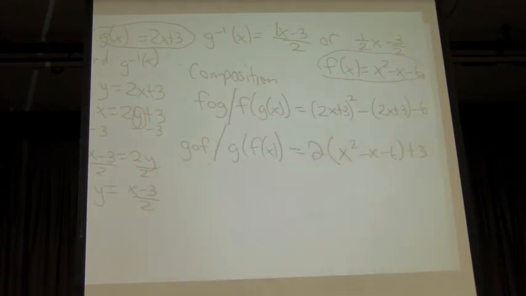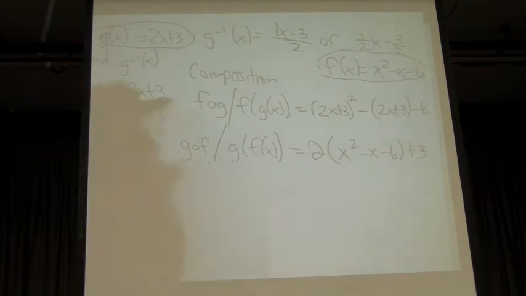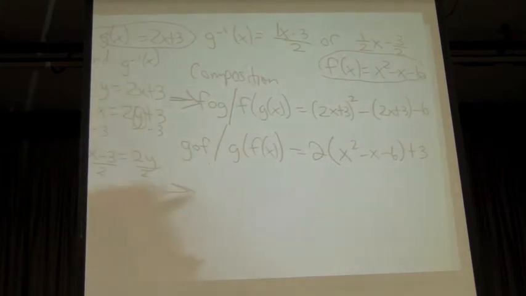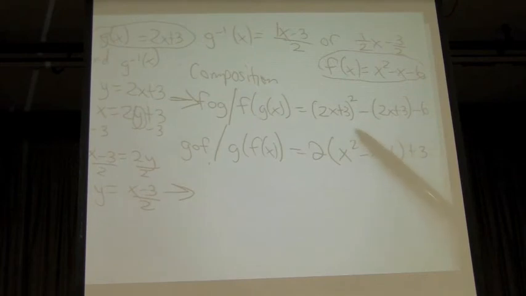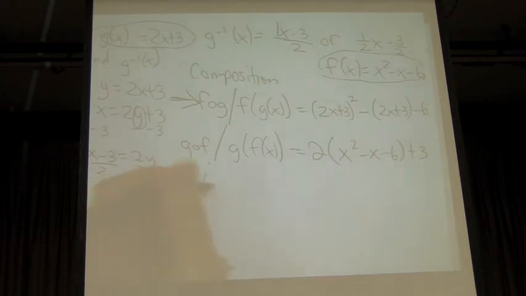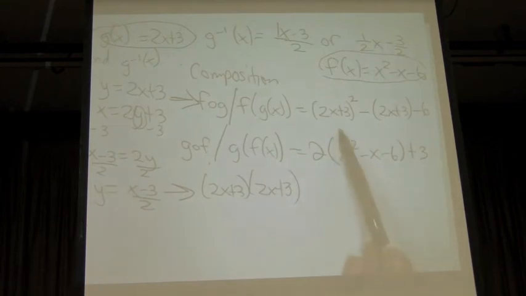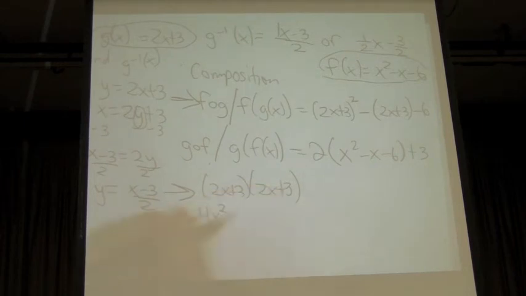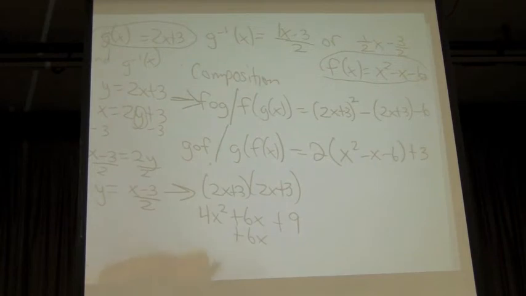Now, I'm not saying we're done yet. We still have some algebra to do. So let's continue doing this one right here. What's the first mistake you could make? Not FOILing. Exactly. Try to stop doing that. It's 2x plus 3 times 2x plus 3, so you've got to FOIL it. What do you get? 4x squared plus 6x plus 6x plus 9, 4x squared plus 12x plus 9.